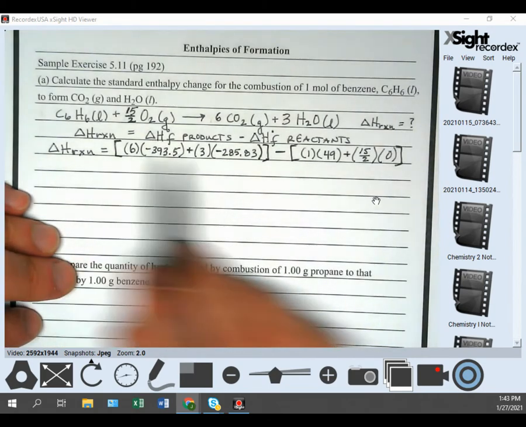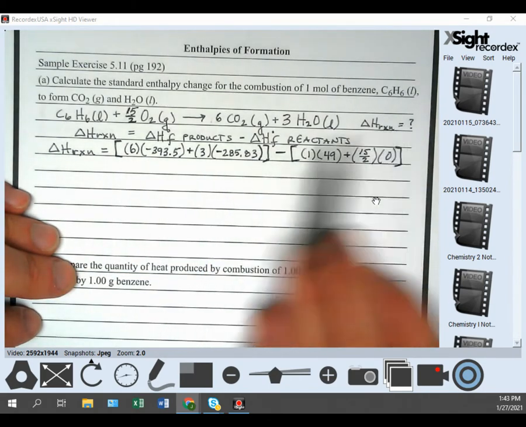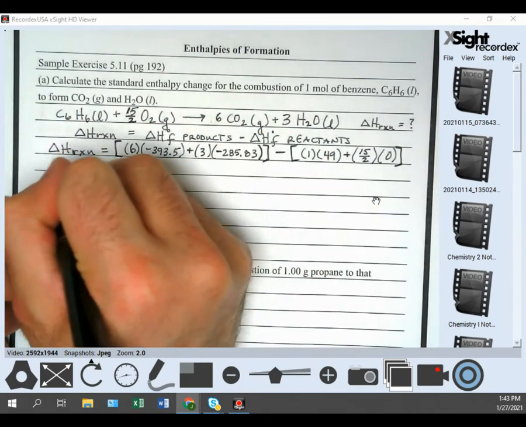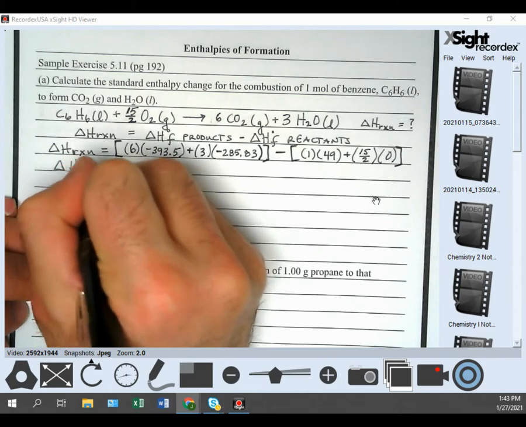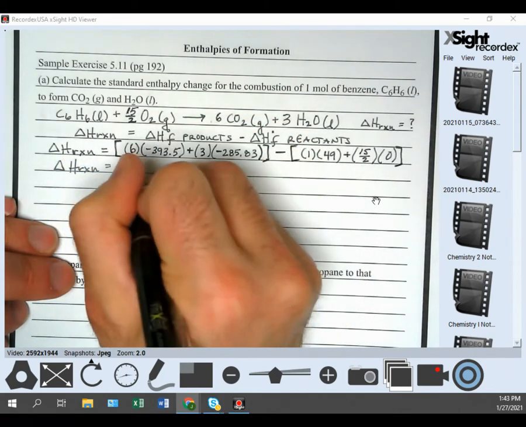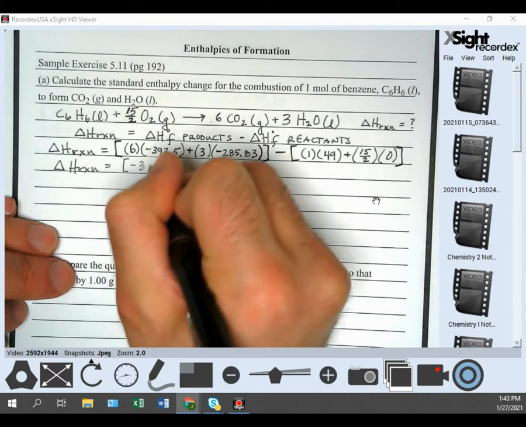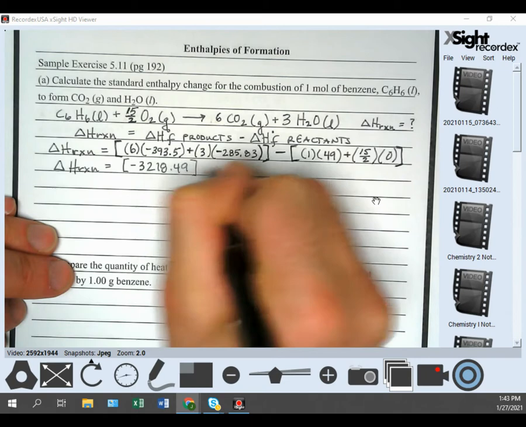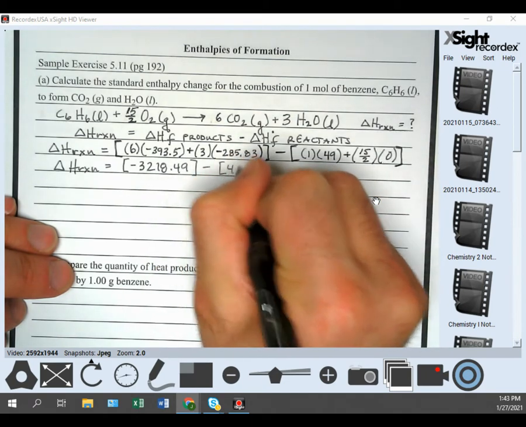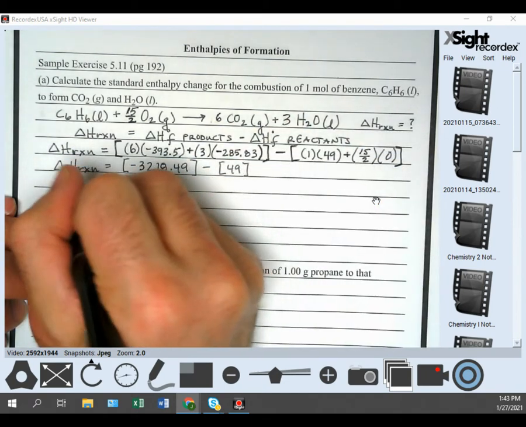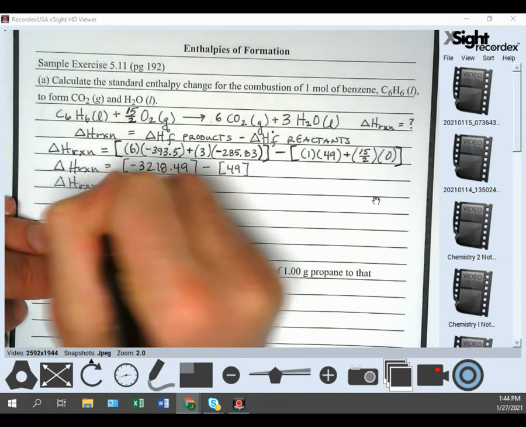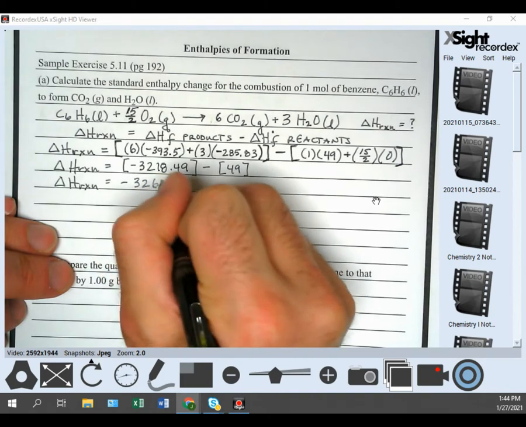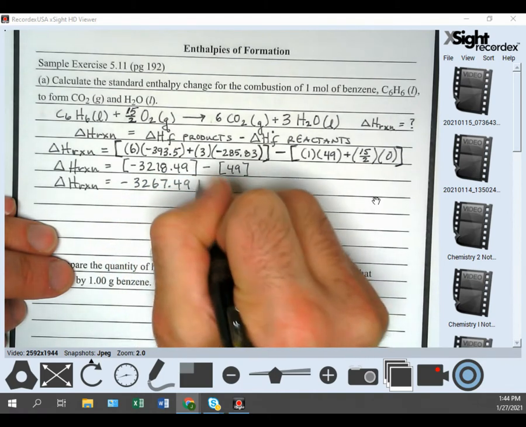Now, all you do is the math. Add all this up, then subtract them. And so I'll show you the in-between step. You don't have to write this down. I'm just doing it so people have it in case they aren't getting the same number. So this is 3,218.49 minus 49, which gives us delta H of reaction of negative 3,267.49 kilojoules.